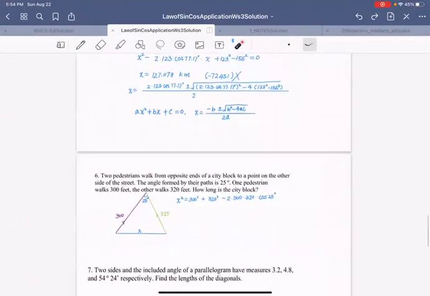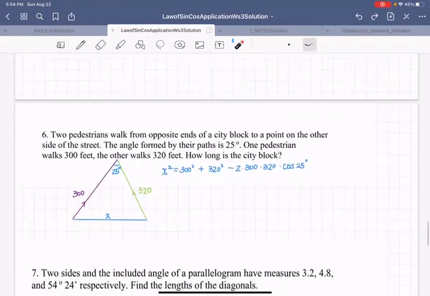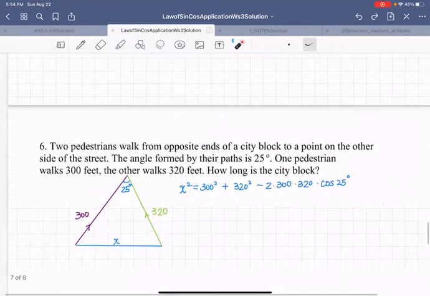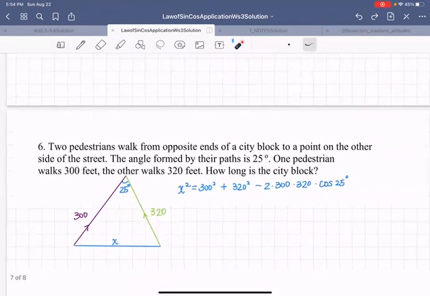Number 6. Christina, let's go ahead to number 6. Read the question, please. Two pedestrians walk from opposite ends of a city block to a point on the other side of the street. The angle formed by their paths is 25 degrees. One pedestrian walks 200 feet. The other walks 320 feet. How long is the city block?